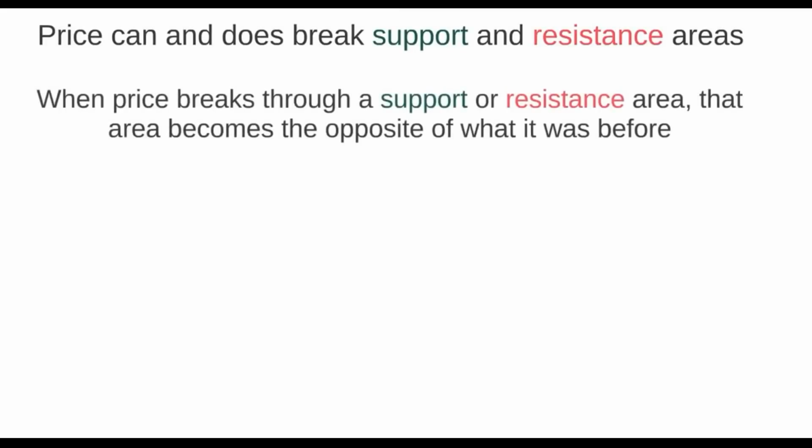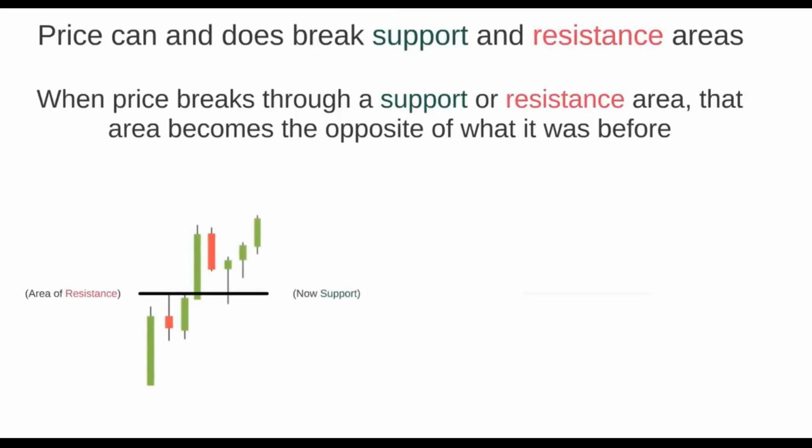Typically, when price breaks through a particular price area that has been identified as either support or resistance, it will become the opposite to what it was before. So if price is rising and it breaks through an area of resistance, that resistance area now becomes a support area for the price. And the same is true in reverse. If a price is falling and it breaks through an area of support, that support now becomes a resistance area for price.